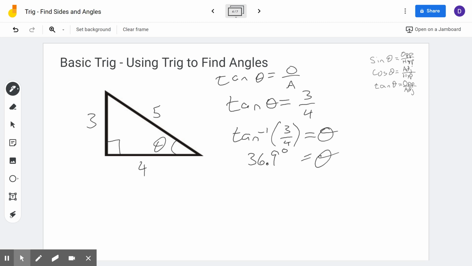But to show you that this actually works, let's do a different ratio. Let's do the cosine ratio. So the cosine of theta is going to equal adjacent over hypotenuse, which is 4/5, which is 0.8. So the arc cosine of 0.8 equals theta. Well, let's go in our calculator and write 0.8 and then arc cosine. And what do you know? It's still 36.9 degrees.